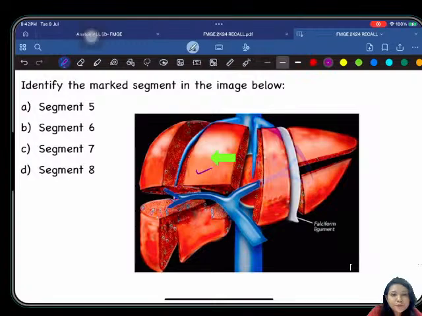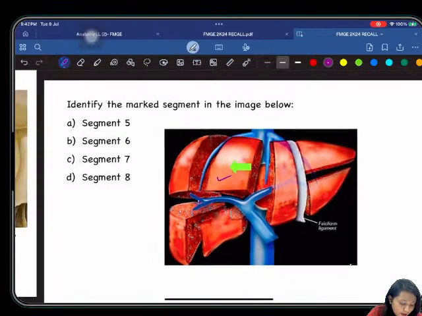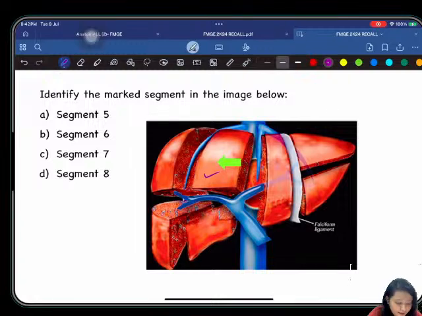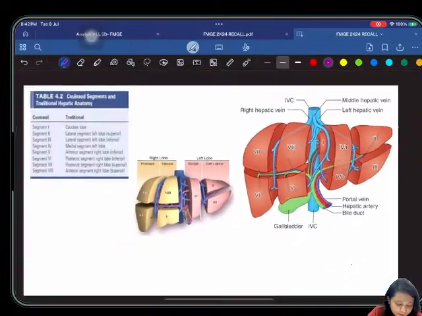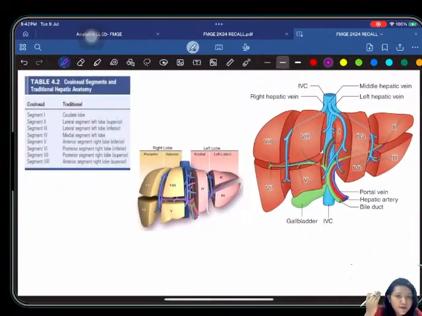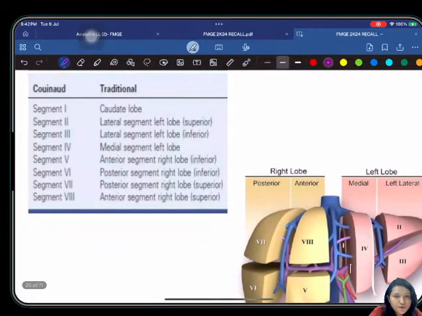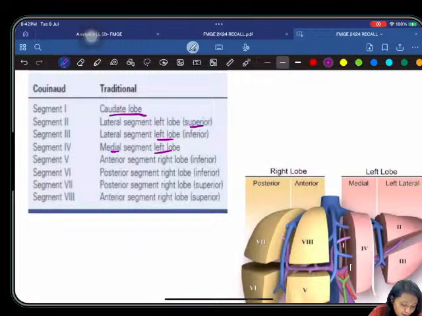Before answering this question, let us study about the Couinaud segments. Couinaud segments are the hepatic segments, and there are certain classifications of them. You know that there are 8 segments. Segment 1 is the caudate lobe, then segment 2, if you compare with the traditional part, is the superior lateral segment of the left lobe, segment 3 is the inferior lateral segment of the left lobe, 4 is the medial segment of the left lobe, and 5, 6, 7, 8 are from the right lobe.